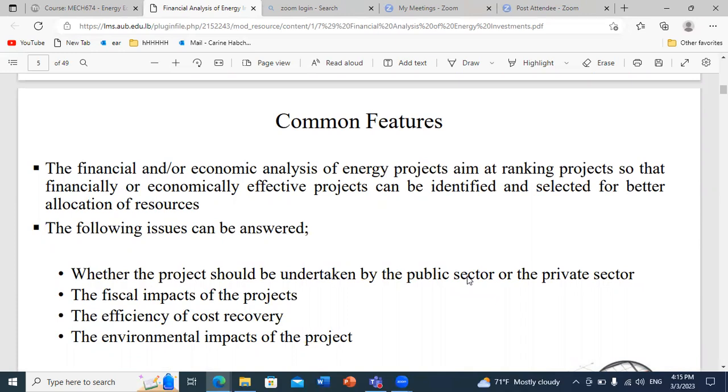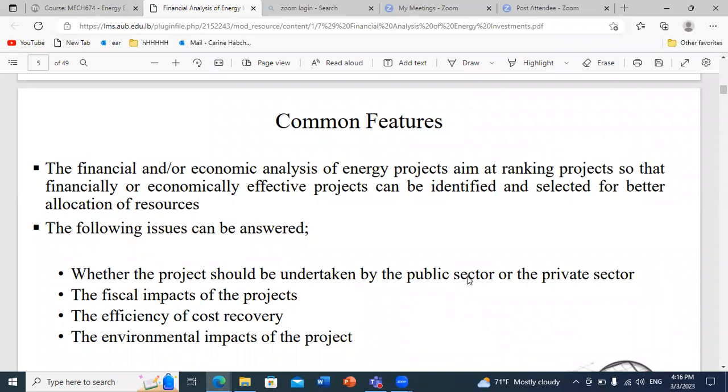To do this, we should answer several questions. First, if you want to decide if a project should be undertaken by the public sector or the private sector, we should conduct the financial and economic analysis. Whenever we say financial analysis, this means that we want to go to the private sector, while when we conduct the economic analysis, it is for the public sector. So we can study any project with both financial and economic analysis in order to decide if it's better taken by the public sector or by the private sector.